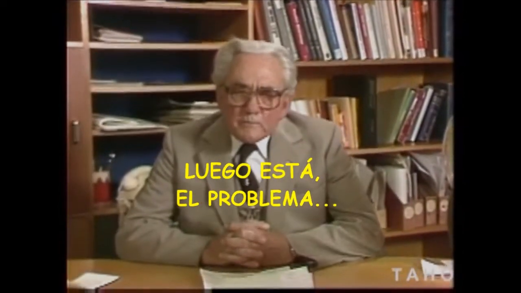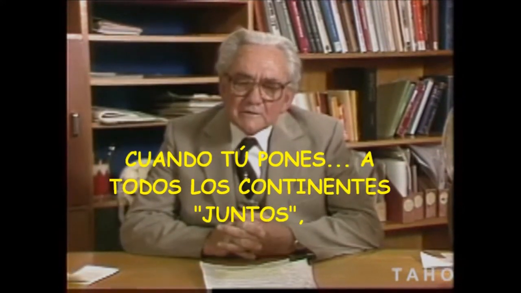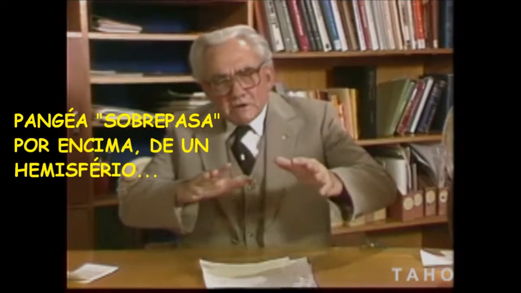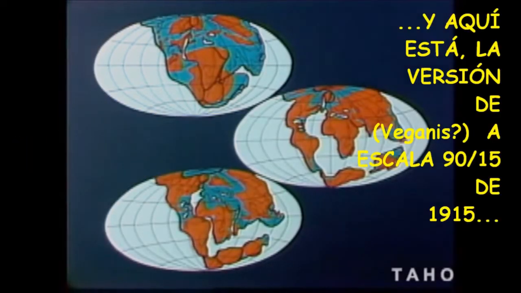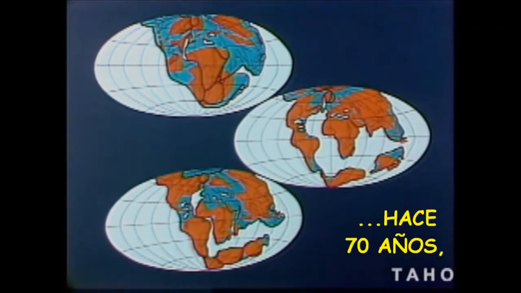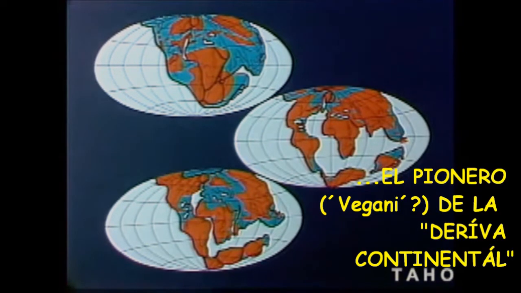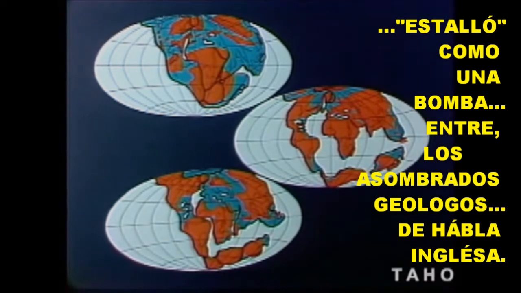Then there's the problem of the Pacific Ocean. When you put all the continents together on Pangaea, Pangaea spills over a hemisphere. Here is Wegener's 1915 version of it. 70 years ago, Wegener pioneered continental drift, and the translation of his book from German in 1924 burst like a bomb among astonished English-speaking geologists.